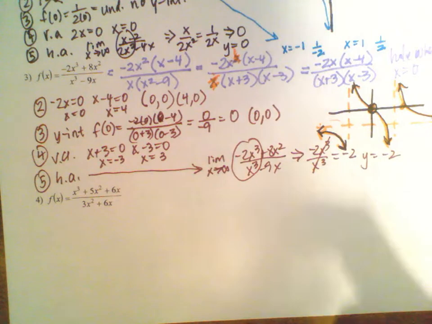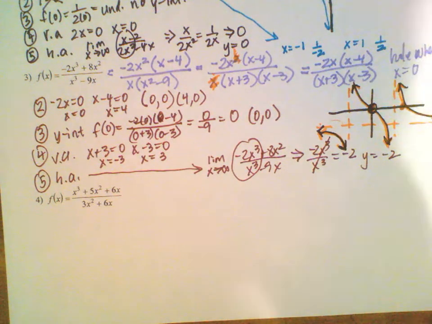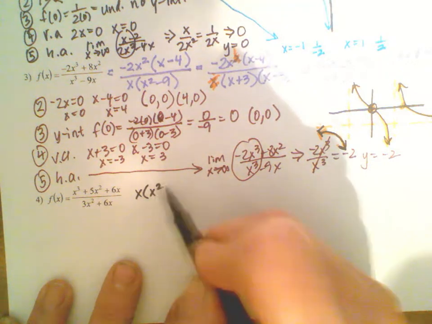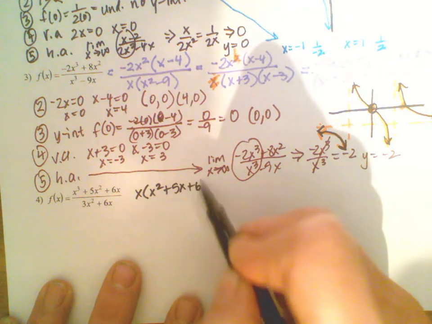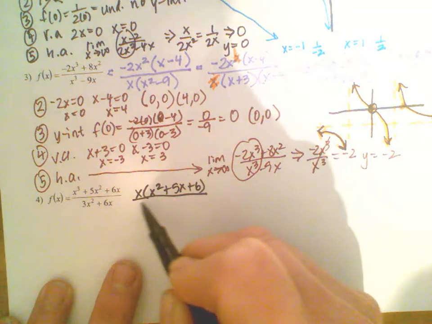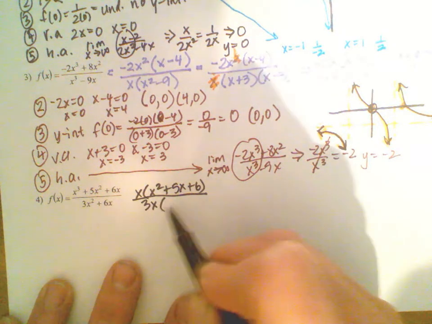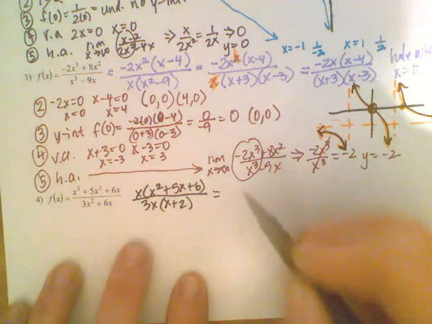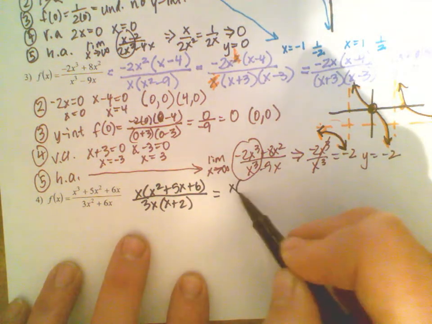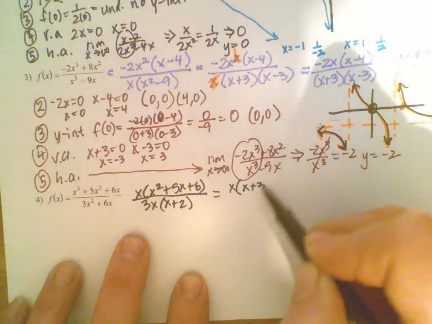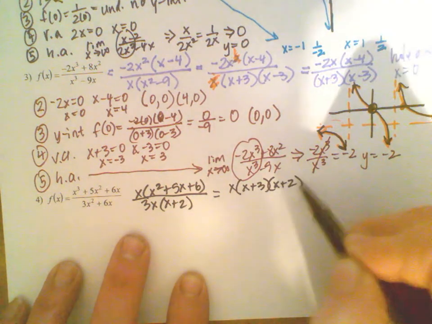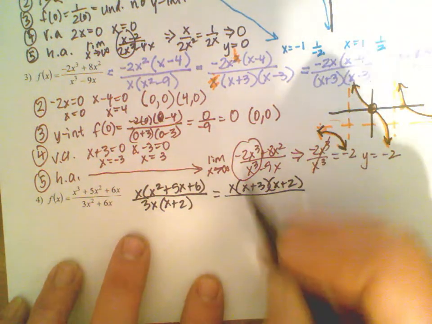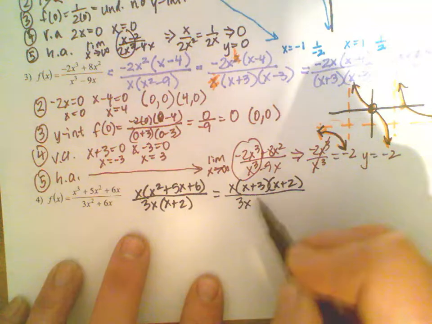So I will factor by pulling out an x. So that gives me x squared plus 5x plus 6. On the bottom, I'll pull out a 3x. That leaves me with x plus 2. So I will continue to factor. I have x times x plus 3 times x plus 2. Two numbers that multiply to be 6, add to be 5: positive 3, positive 2. And then 3x times x plus 2.